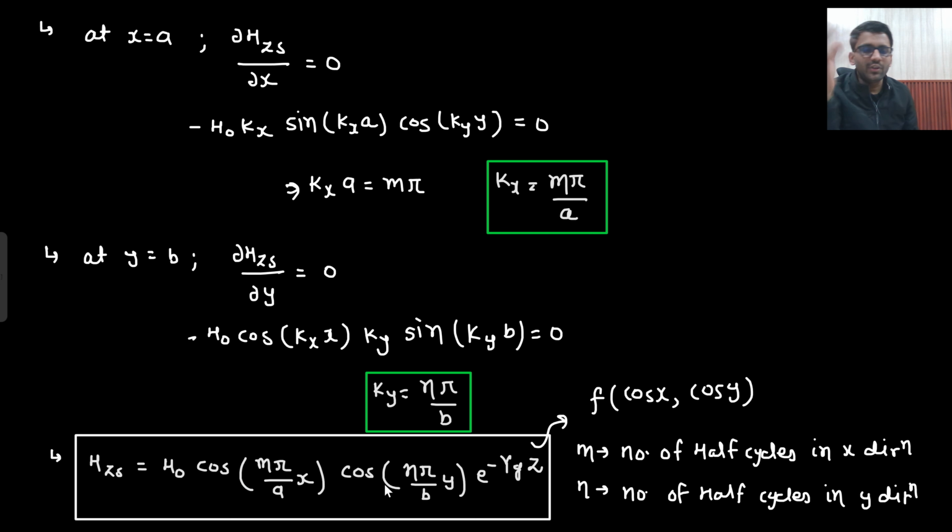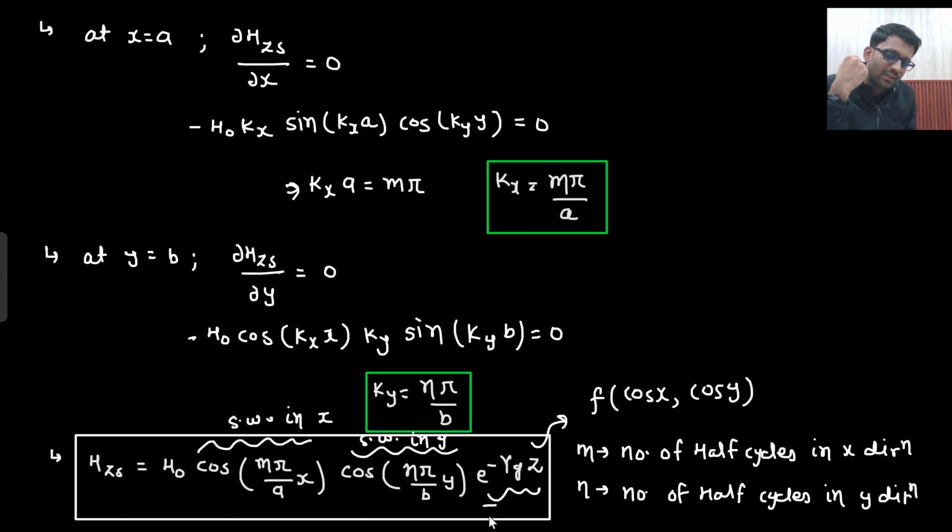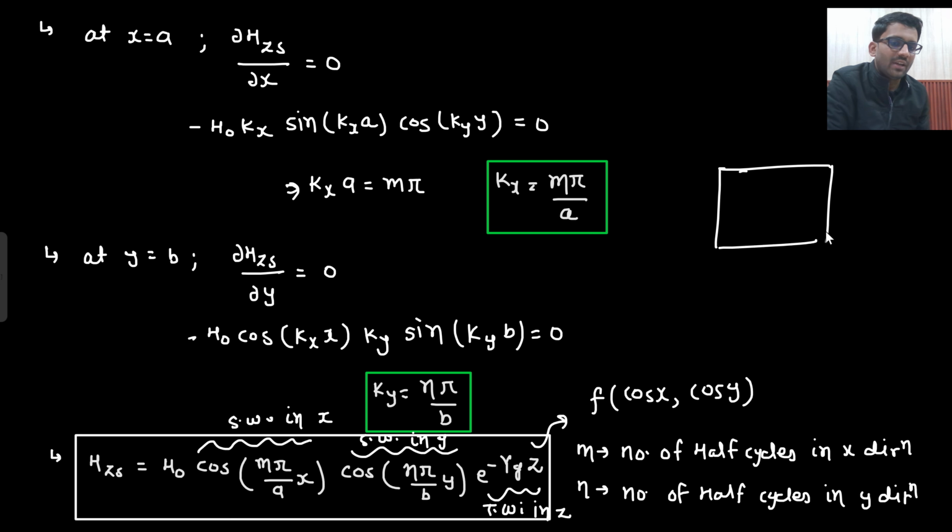Now, intuitively, what does this represent? A standing wave pattern in x. What does this represent? A standing wave in y. And what does this represent? A traveling wave in z. Now add the boundary. If I make this cross section and add the boundary, if the wave comes, what will happen? It is reflected back and a standing wave pattern will be made.